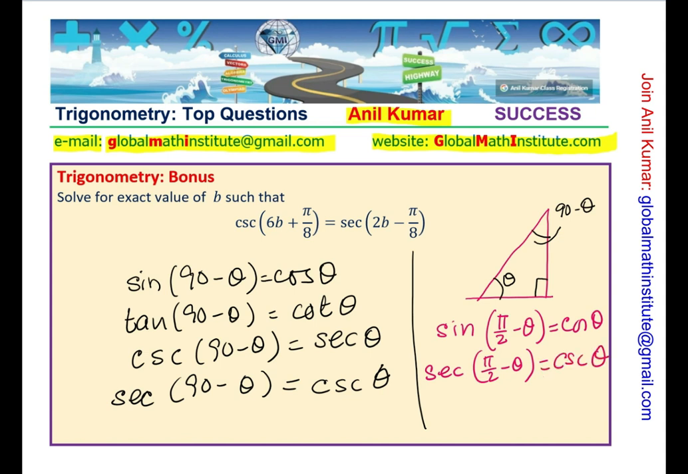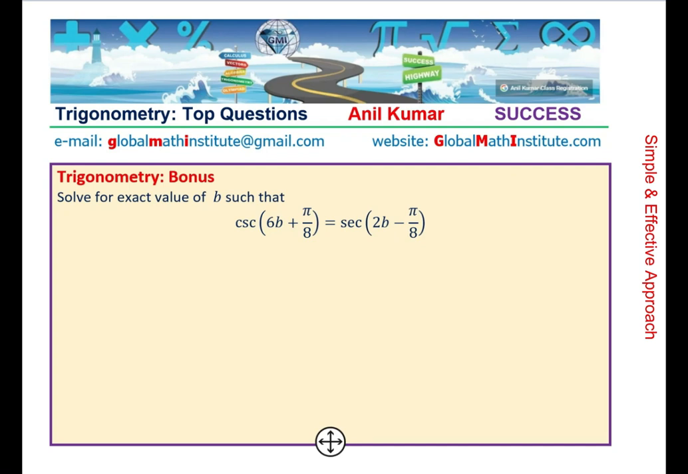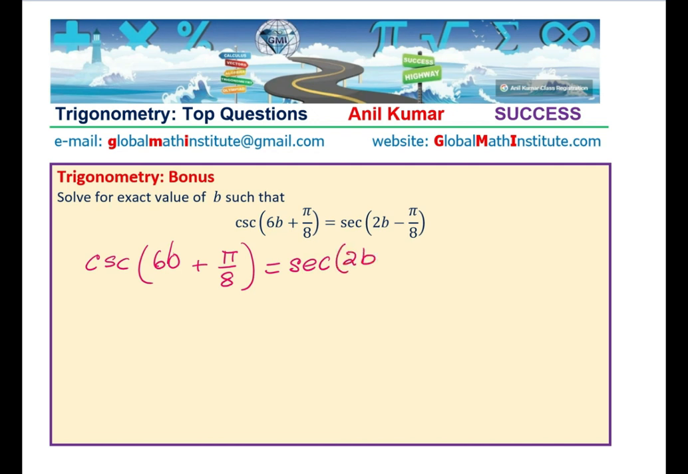Makes sense. So we have to use this particular strategy of co-function identity to solve. Let's use the strategy and find the solution. So now you can easily do it. So basically, we are saying that cosecant of 6b plus pi by 8 is equal to secant of 2b minus pi by 8.